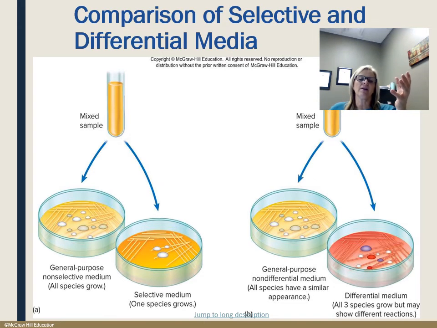Here's an example. Over here in A on the left, you have a mixed sample that contains 3 different species. Streak them onto a plate of general purpose non-selective medium where all species can grow. Here on the left, everything can grow. This one is selective, so only one of them will grow, okay? Only one species grows. And then over here, we have the mixed sample again. So we have the general purpose non-differential medium here, so all species have a similar appearance. And then on this one, we have the differential medium where all three species grow, but they have very different reactions.